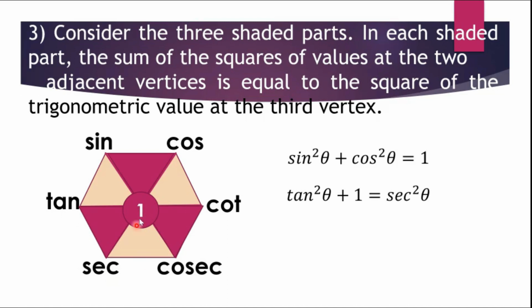And then lastly, ito naman, okay, so ang adjacent vertices natin dito is 1 and cotangent theta. So 1 squared plus cotangent squared theta is equal to cosec squared theta. Okay, again, 1 squared or 1 plus cot squared theta is equal to cosec squared theta. So rule number 3, the sum of the squares of values at the 2 adjacent vertices is equal to the square of the trigonometric value at the third vertex for these shaded parts. Okay, so I hope this hexagon will help us solve other trigonometric values.